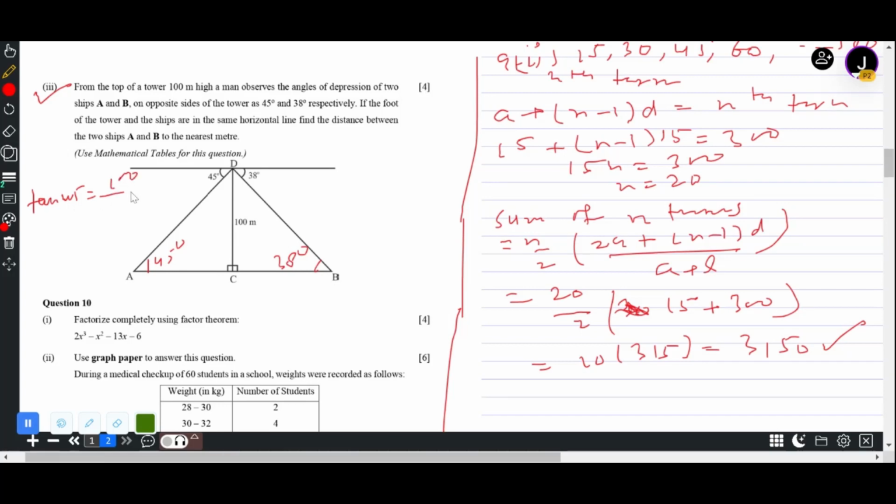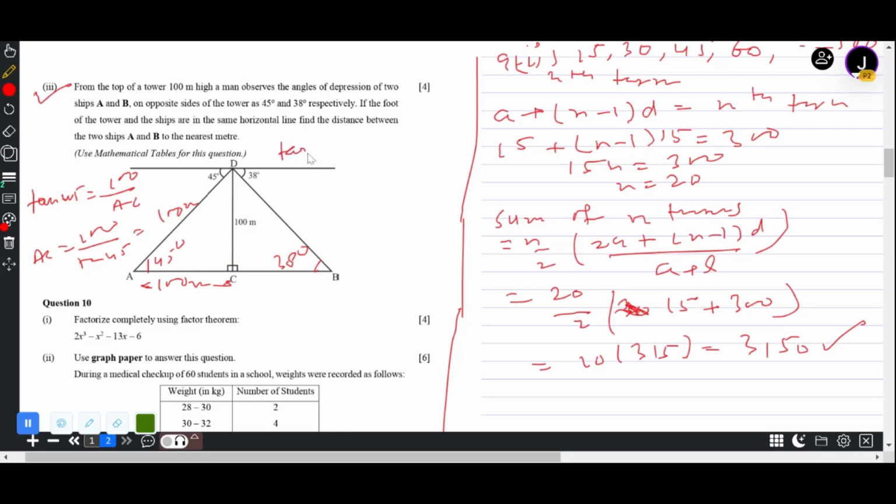Ninth question is done. So we have the 10th question, which is of heights and distances, or applications of trigonometry, whatever you call it. Okay, and this is why we study trigonometry, right? So we will do it here only. So what is the tower's height? 100 meters. The angle of depression is 45 and 38, right? So that means this is 45 and this is 38, because this line is drawn parallel to the ground.